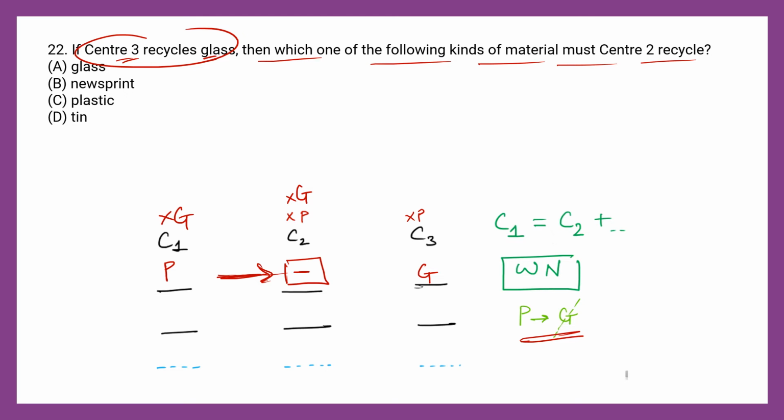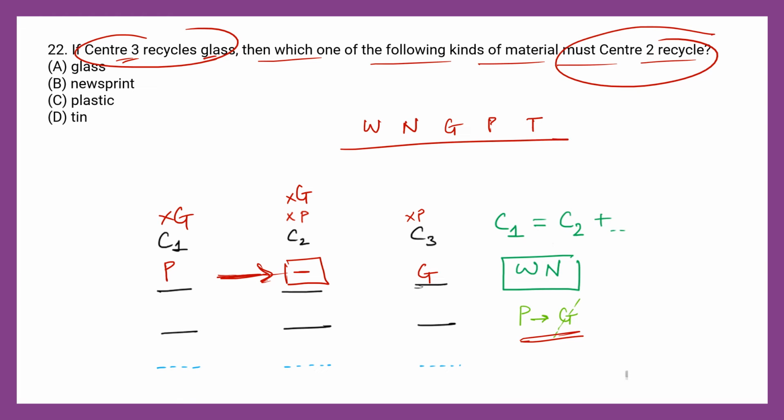Now here's the point. You're looking at what must center 2 recycle. What is the list of all the materials? You have W, N, G, P, and T. Out of the list for center 2, you know that you cannot use G, you cannot use P, and that leaves you with W, N, and T.